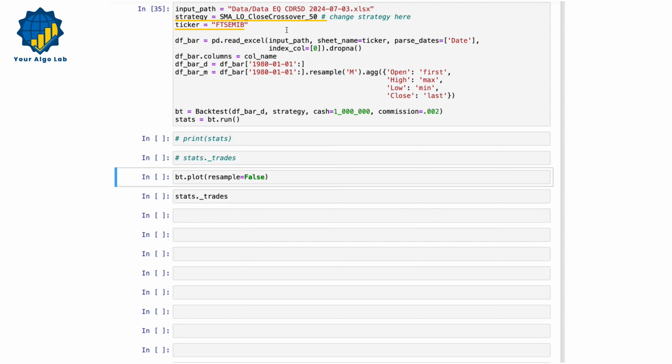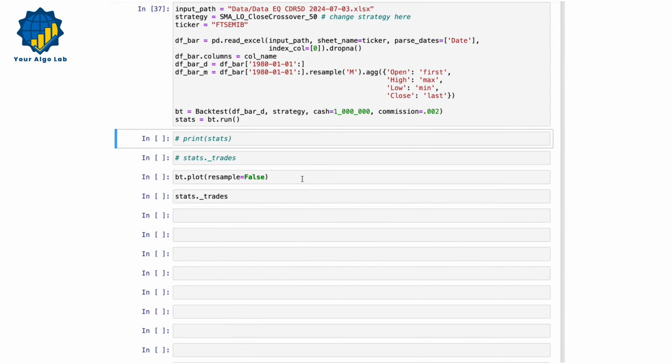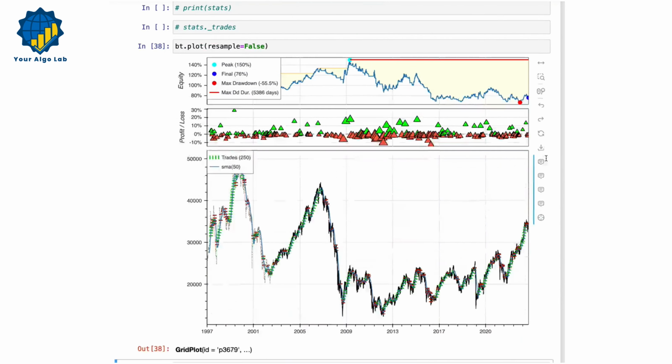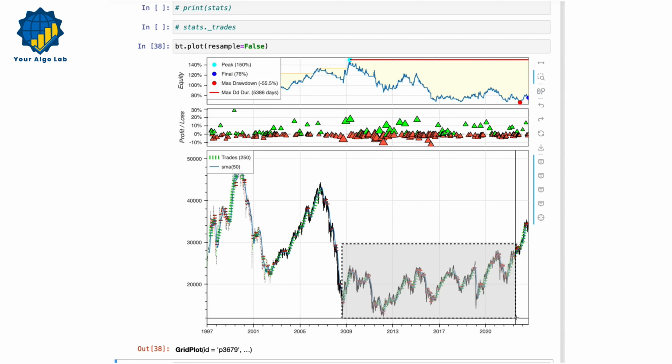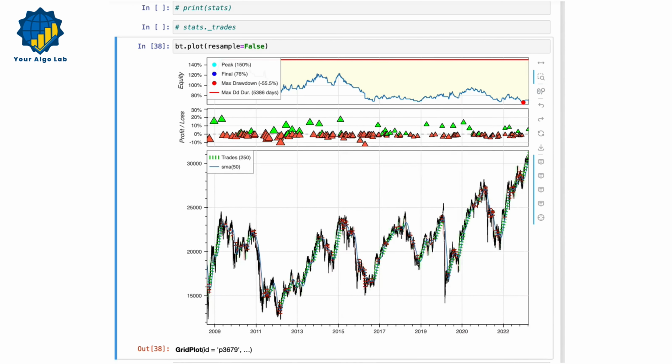Now, let's examine some of the worst performing ones, specifically the FTSE MIB with a 50-day moving average. From 2009 to 2022, the strategy actually lost money. A closer look reveals that the 50-day moving average parameter is too close to the actual index, which itself was in a choppy, trendless market.